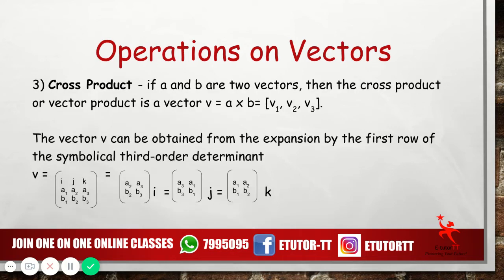And number 3, the cross product. If A and B are two vectors, then the cross product or vector product is a vector V, which is equal to A times B, which is equal to V1, V2, V3. The vector V can be obtained from the expansion by the first row of the symbolic third order determinant.